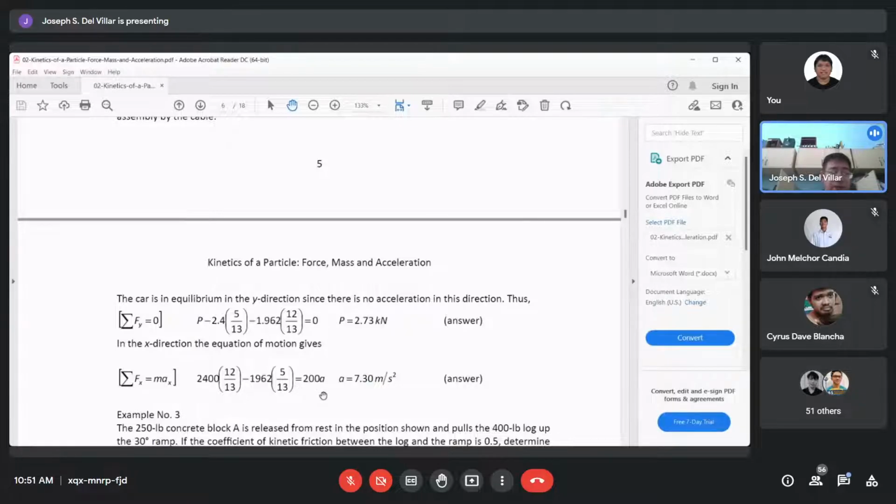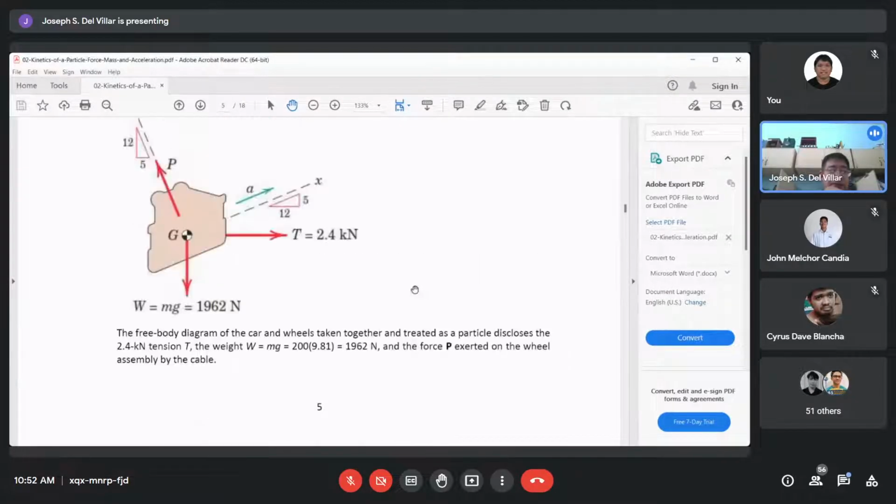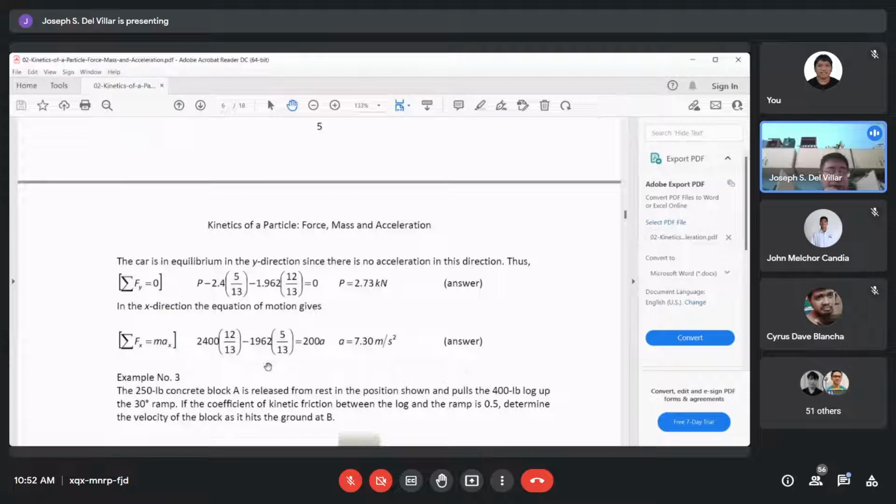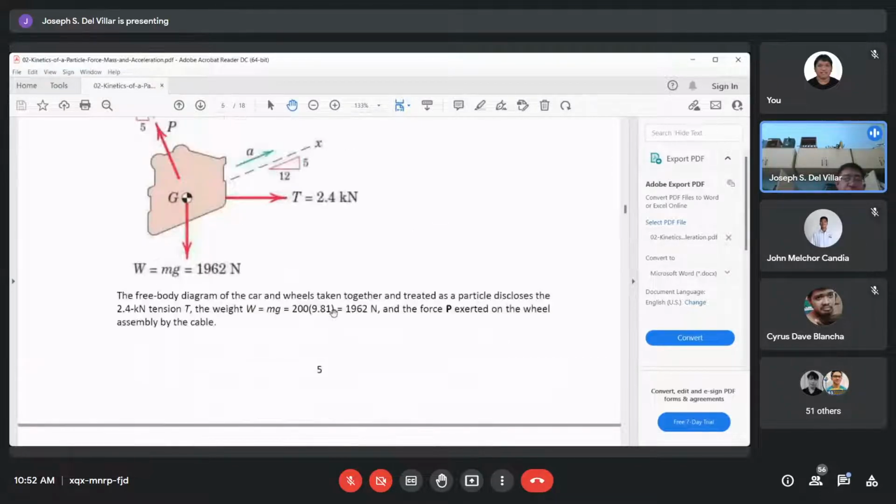And then equal to 200A because the mass is for the mass of the car. Diba 200 kilogram? O kaya 200 times acceleration. So we have A is 7.3 meters per second squared. Ito yung slope, parang ginamit siya in terms of the angle. So yung angle dito is, kunin mo lang yung arctangent ng 5/12. Yun yung theta dito. Okay?